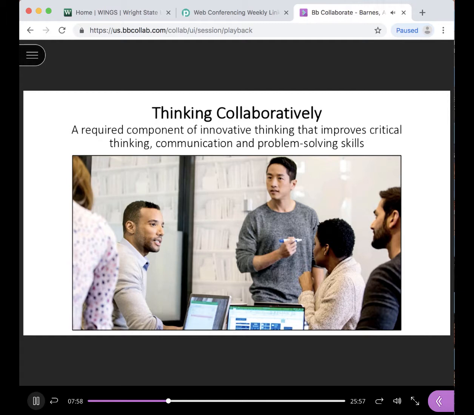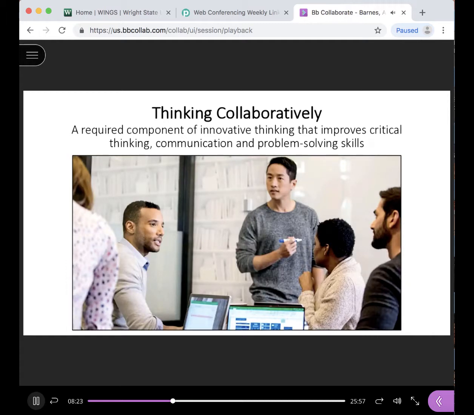Okay, so now let's get started talking about thinking collaboratively. Thinking collaboratively, in a nutshell, is a required component of innovative thinking that improves critical thinking, communication, and problem-solving skills.